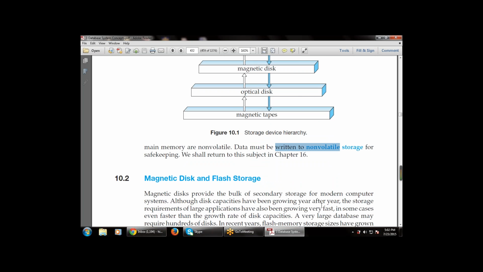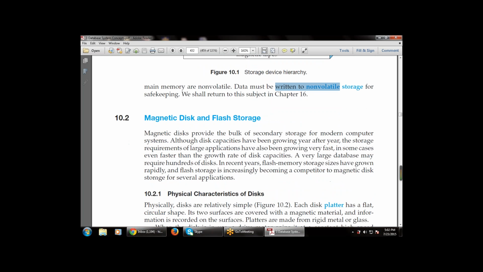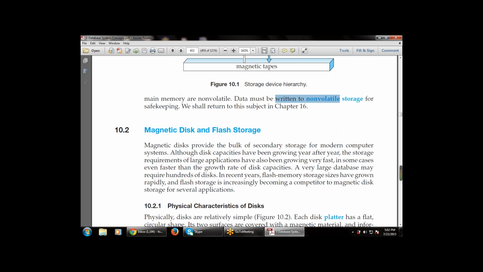Now, next is the magnetic disk and the flash storage. In detail, we are studying the magnetic disk: what is a magnetic disk, and what are the various flash memories or flash storage that are available in the magnetic disk.